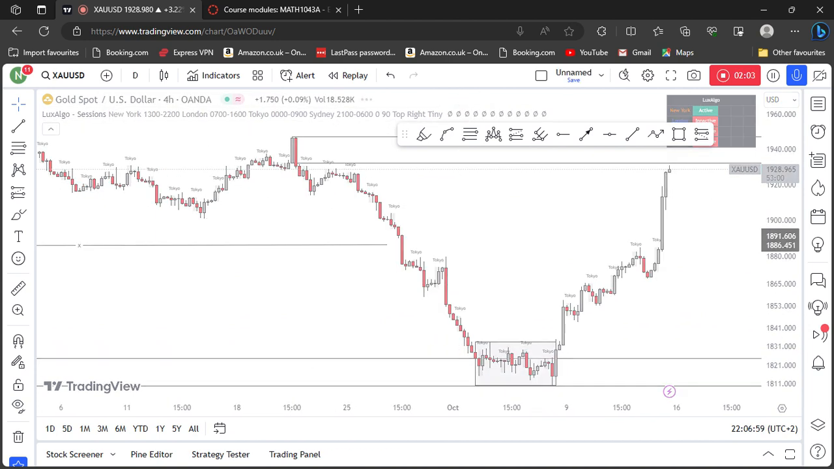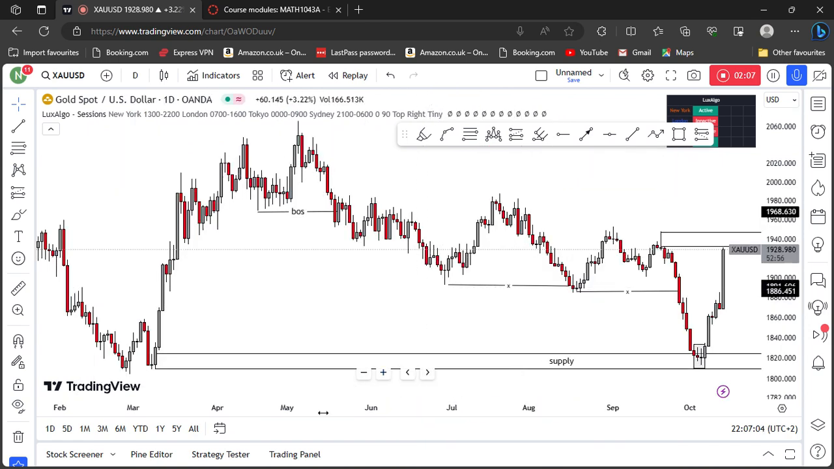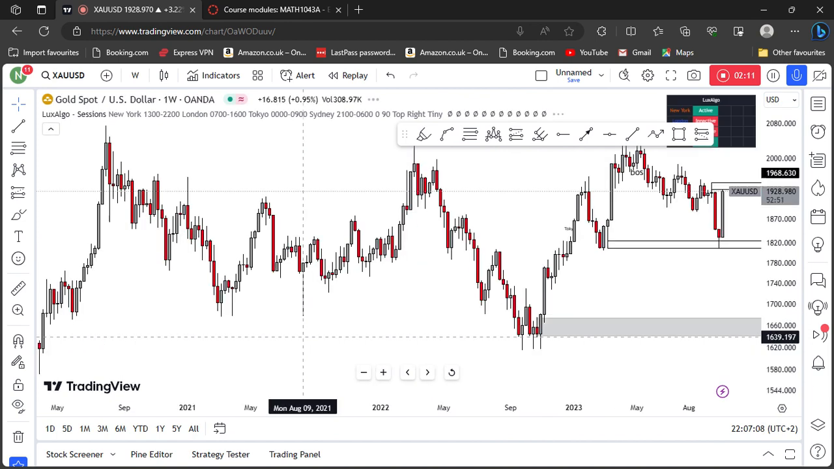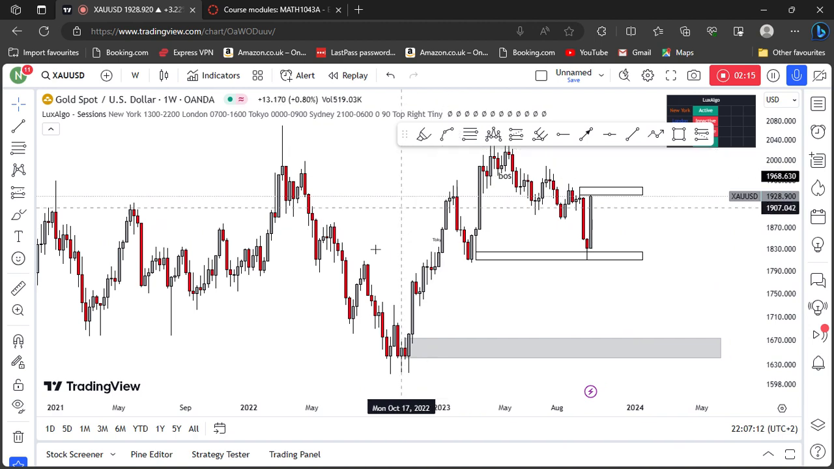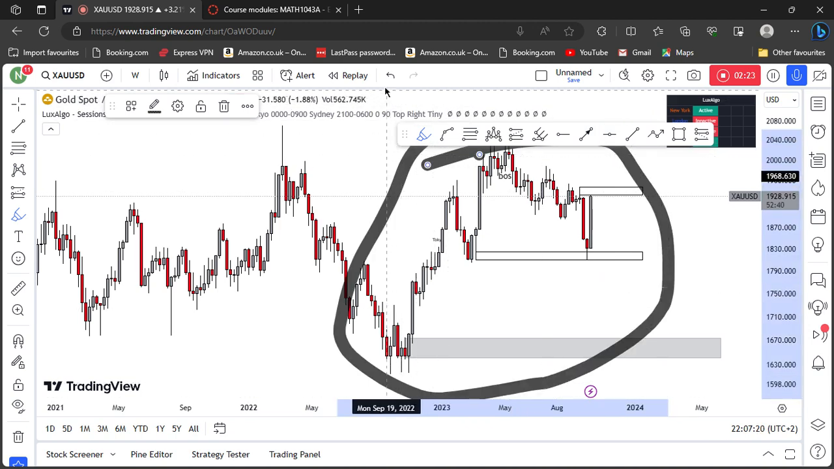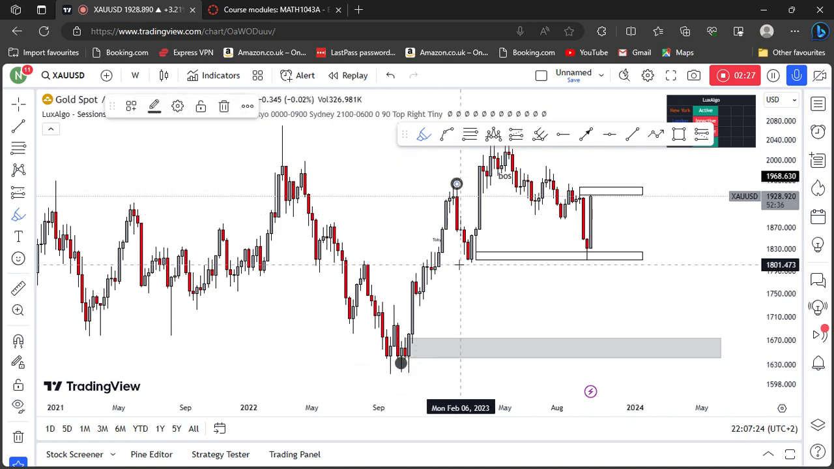I'm going to start from the daily time frame. Okay, let me start from the weekly so that you can see the direction of the market. On the weekly, you can see that we are in an uptrend, right? We are making higher highs, higher lows, higher highs, higher lows.